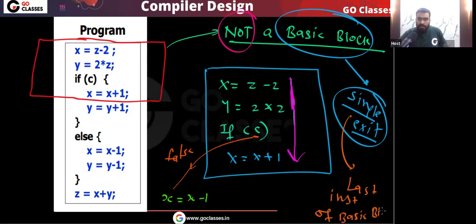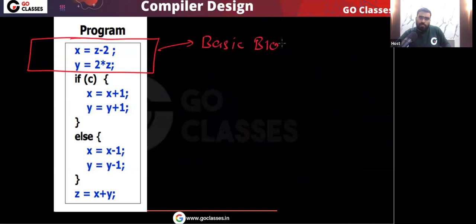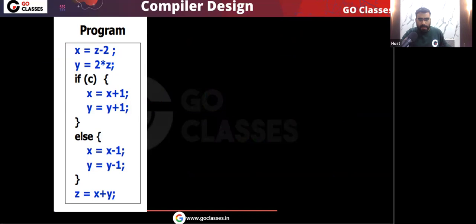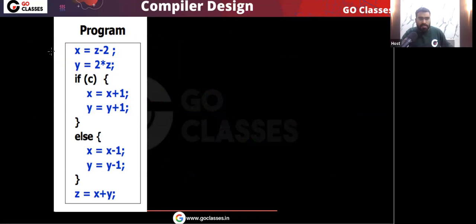Of basic block. Okay. Now let me ask you the next question. Tell me, what about this one? Can I say that this is a basic block? Is this a basic block or not? I am asking about these two instructions. Is that a basic block?